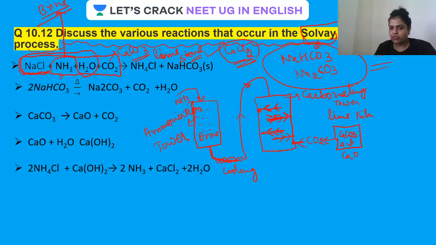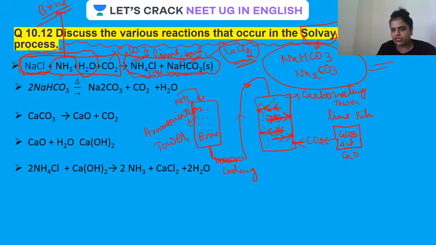And yes, from here the CO2 is going up, and this ammoniated brine is coming from the bottom side. So due to the movement of these baffles, these all get mixed up properly, and what we get as the product here is NH4Cl and NaHCO3. So this is how you can see that ammonium chloride, which is very much soluble, and sodium bicarbonate, which actually gets precipitated out because it is not soluble in water, is produced here.